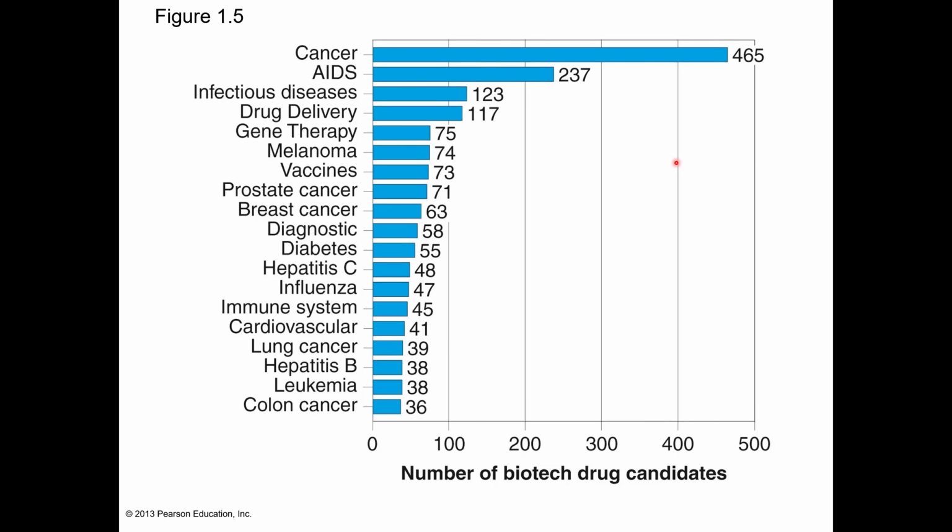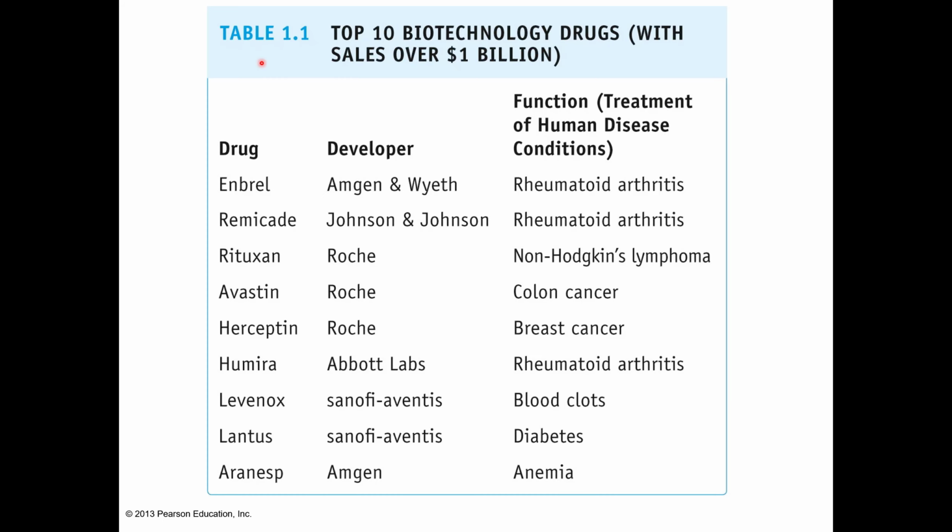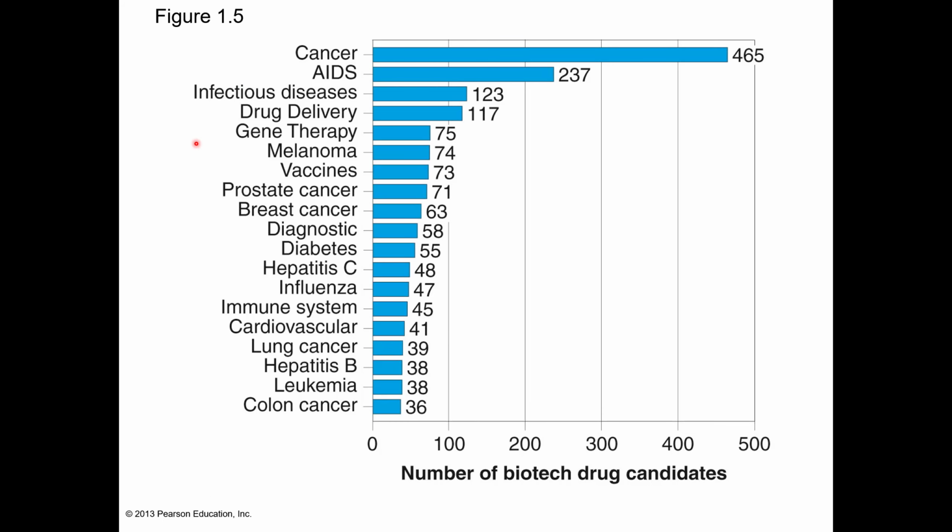And here, investigational biotechnology drugs by disease category, Table 1.1, Figure 1.5. Table 1.1 is next. But here we have the production of drugs to combat cancer dominates the biotechnology industry's interest in treating human disease, with AIDS-related research and treatment of infectious diseases such as flu also near the top of the list. So, as we can see, cancer, AIDS, infectious diseases, these are where a lot of the work is being focused on, the production of the drugs.